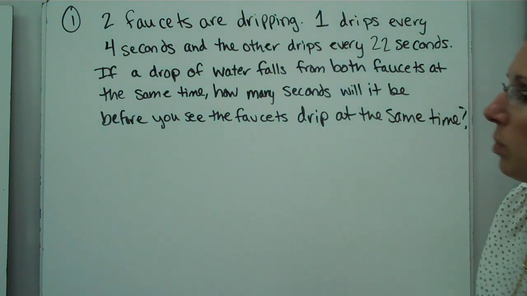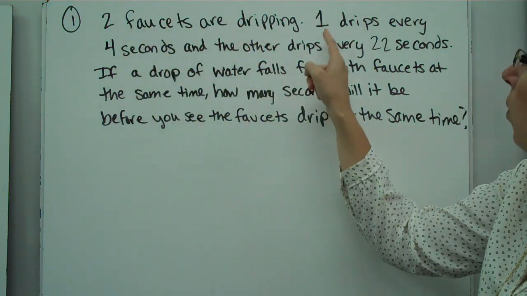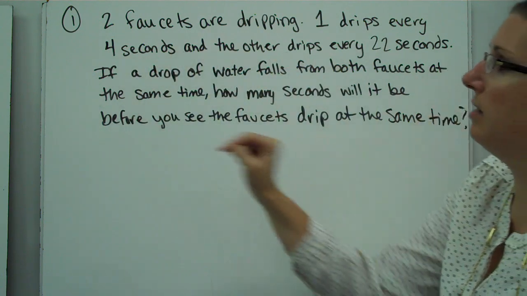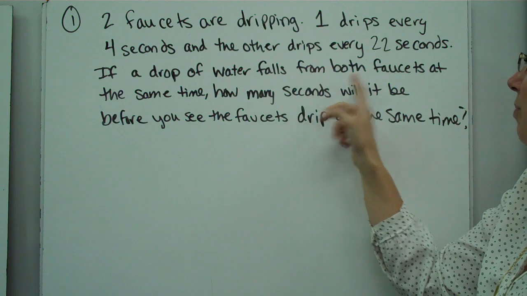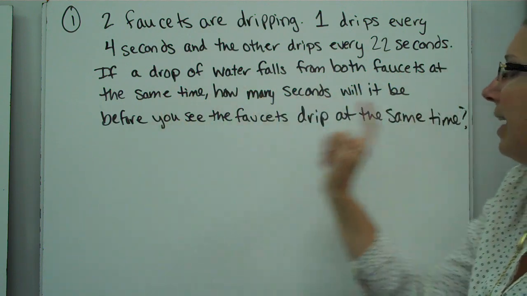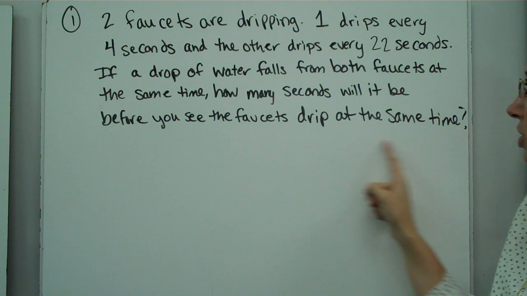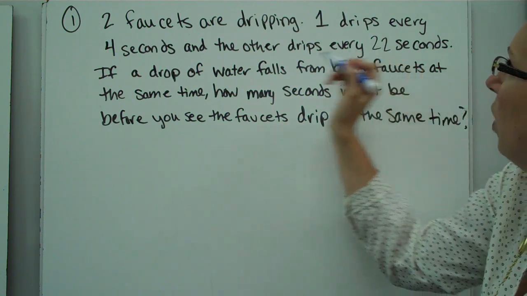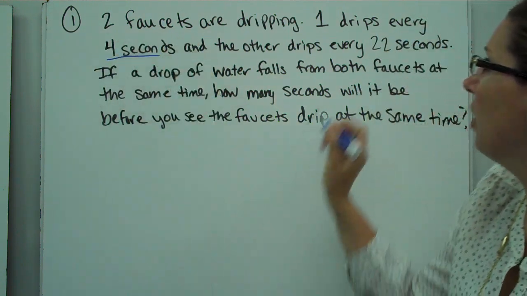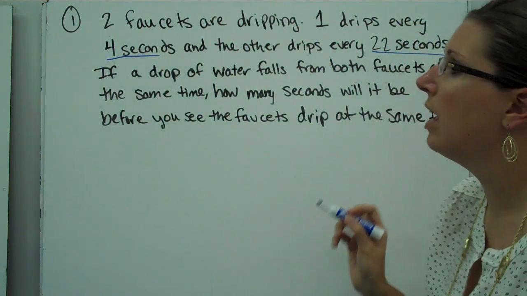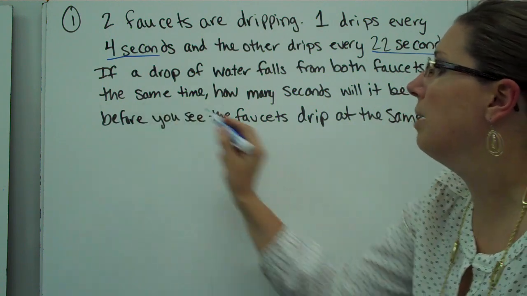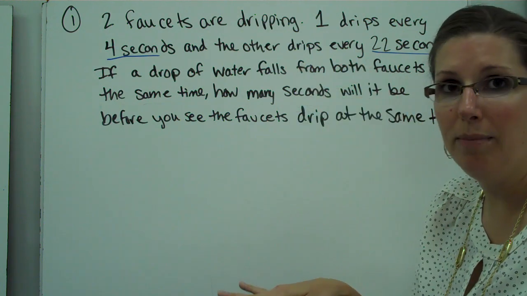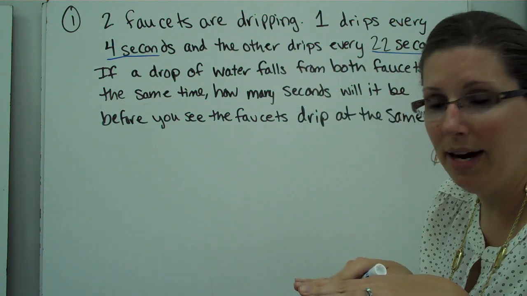Our first problem. 2 faucets are dripping. One drips every 4 seconds and the other drips every 22 seconds. If a drop of water falls from both faucets at the same time, how many seconds will it be before you see the faucets drip at the same time again? So some key words here. One drips every 4 seconds, the other one drips every 22 seconds. They're dripping at the same time. So we know that the faucets have dripped and the water's hit at the same time.